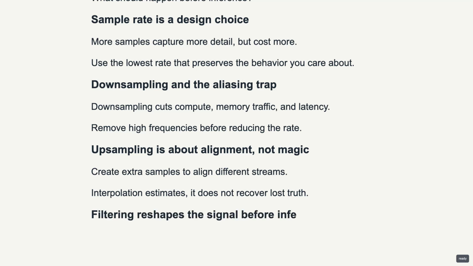Once the rate is under control, filtering becomes the next major tool. Different filters keep different parts of the signal, so they can smooth noise, remove drift, or isolate the band that matters to the model.